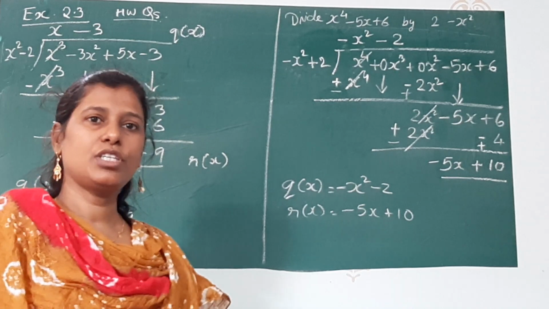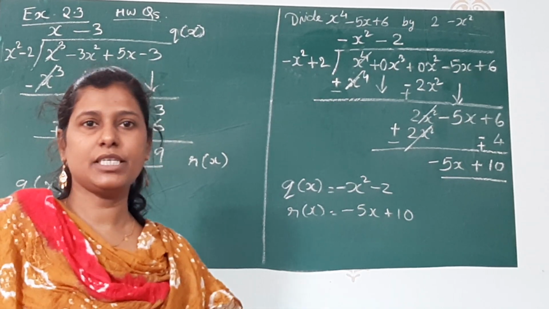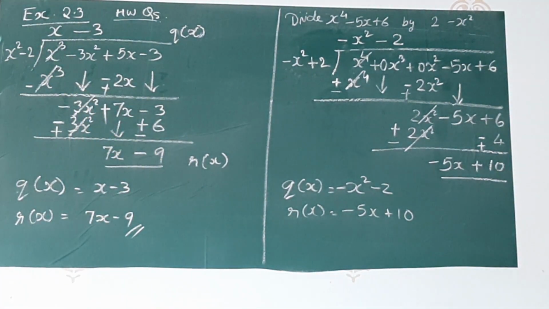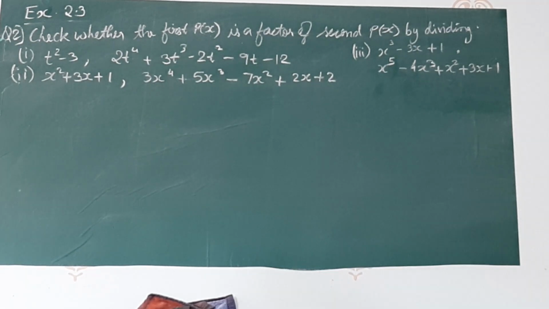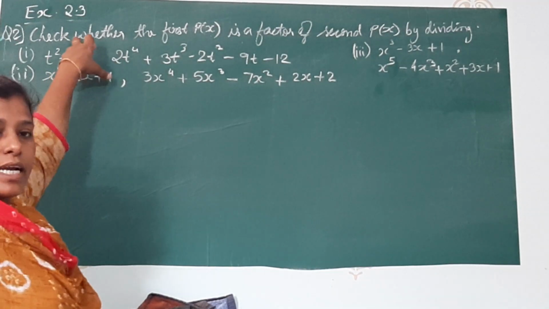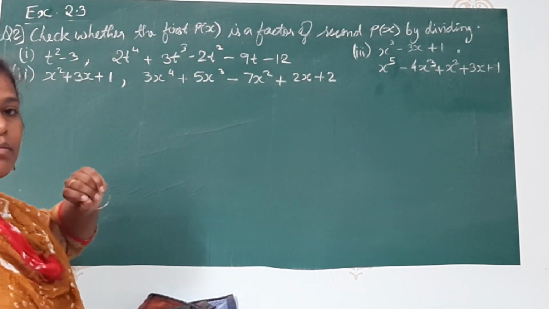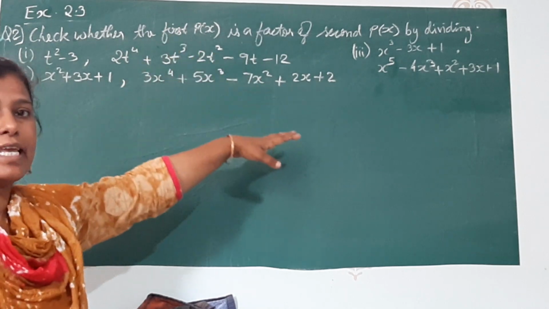Again I am giving you 3 more questions of division. One I will show you how to do and 2 I will give you as homework. Okay. See, the second question is: check whether the first polynomial is a factor of the second polynomial by dividing the second polynomial by the first polynomial. The full question is like this.